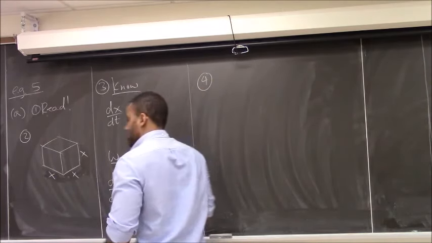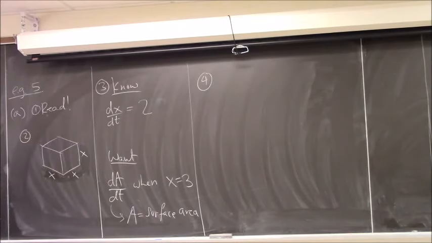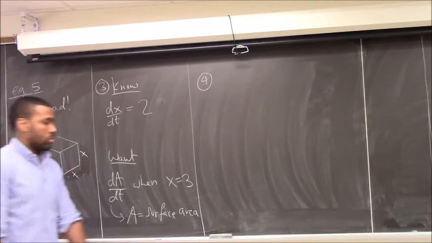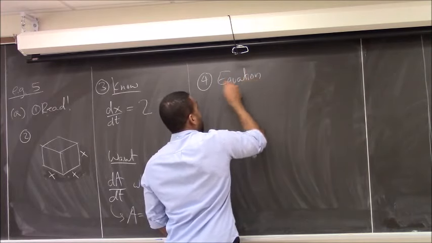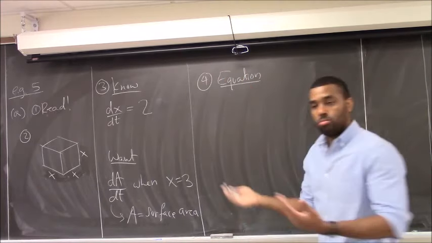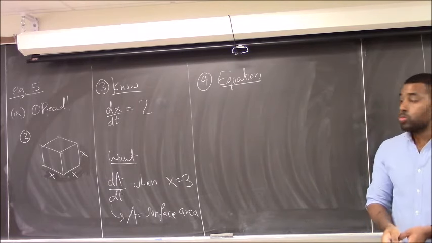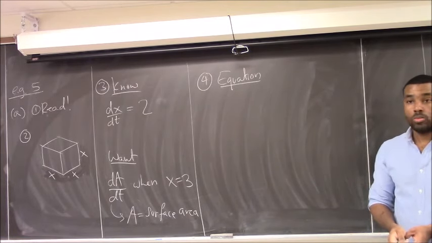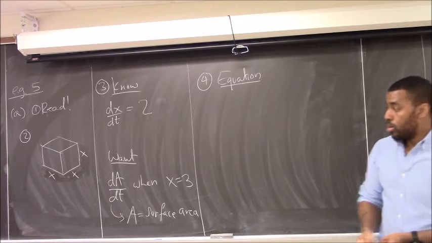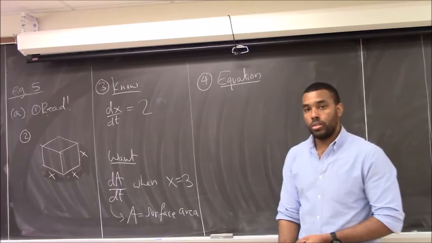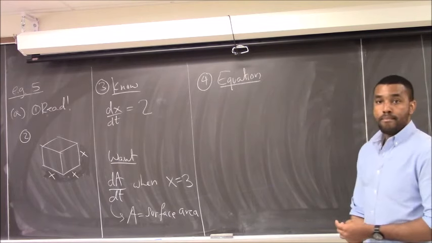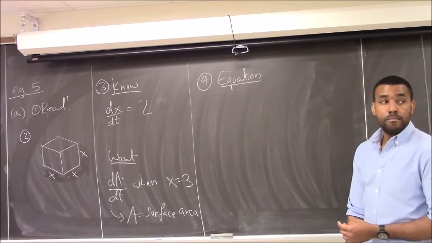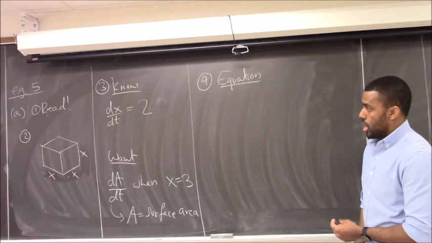This leads us to step 4. Step 4 is what? You need to come up with an equation that relates all the variables. We definitely care about surface area here. So what's surface area? 6x squared. How did you get that?